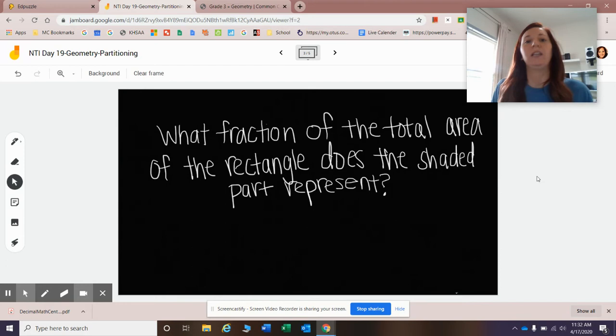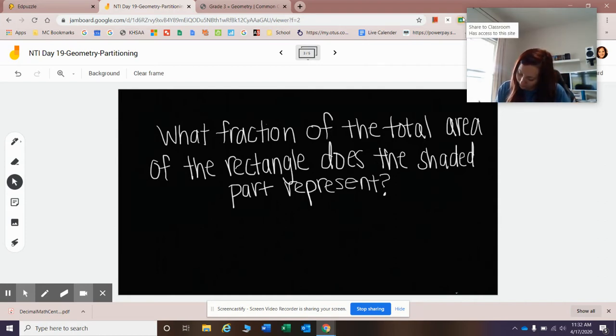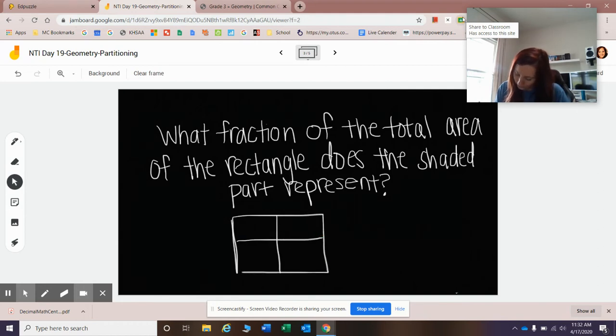The first question that goes with the geometry unit would be, what fraction of the total area of the rectangle does the shaded part represent? So what that means is you'll have some questions. Let me pull up my iPad. My pen keeps going dead. So you'll have some options, and this would be like one of your questions. And the rectangle might look like this, and it might have one part shaded.